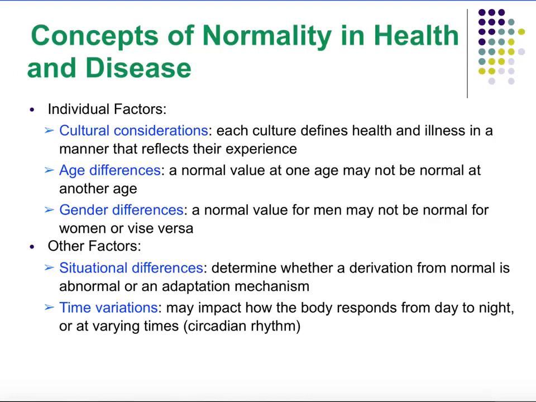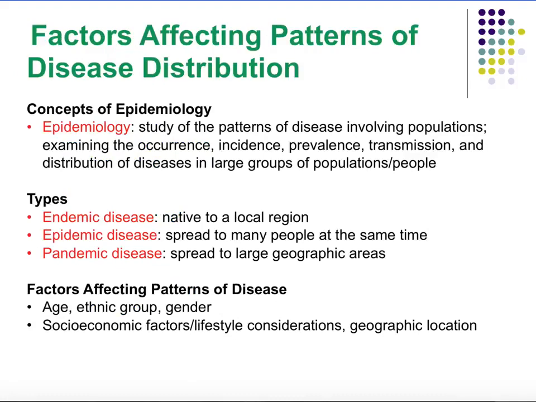Other factors include situational differences. This is looking at: are we adapting to some abnormal situation, and that's why we have these signs and symptoms, or that's why certain things are manifesting. So take a look at the overall story and not just looking at values. And then time variation. So this may impact how the body responds from day to night. So we know about circadian rhythm and how our body has an internal clock. So these are things that we have to be aware of as well.